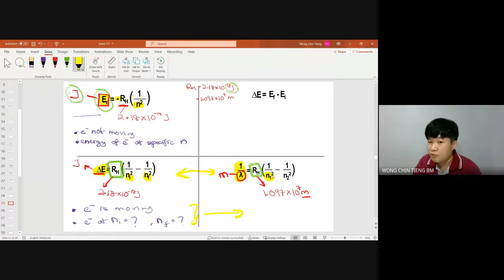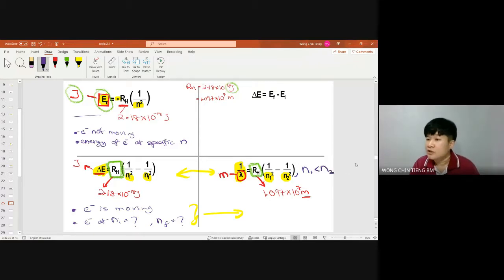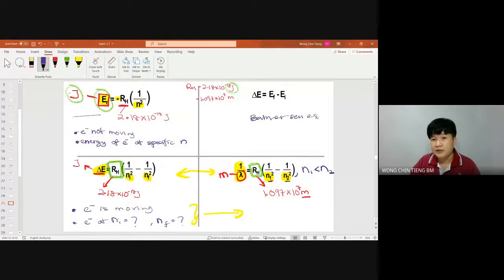Looking at the formula, n1, n2. Okay, my question is, my formula right now complete for this one? Apa lagi kena ada kat belakang? N1 lebih kecil daripada n2. So saya tak kisah n initial berapa, saya tak kisah n final berapa, tapi n1 saya mesti kena lebih kecil daripada n2. Dengan kata lain, if we are talking about Balmer series just now, let's say my transition n initial is 5, my n final is 2. Okay, let's say lah. So over here, n initial akan jadi 5, n final akan jadi 2. Tapi kat sini, n1 berapa?